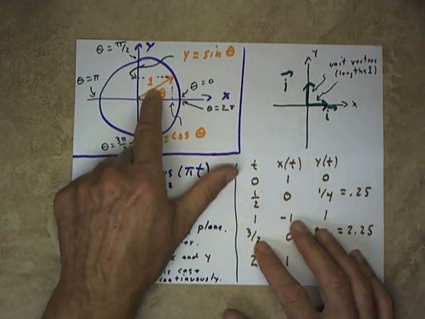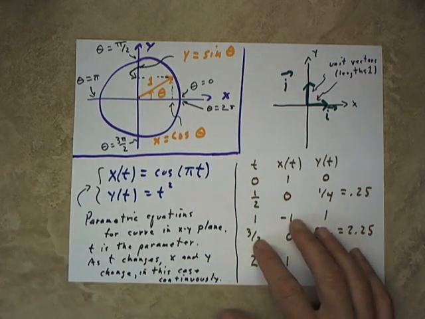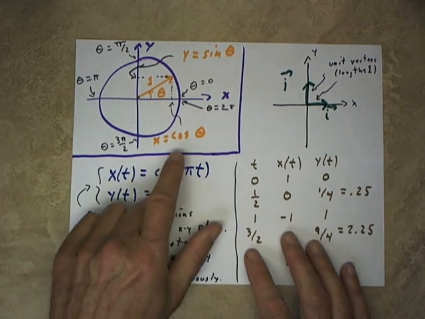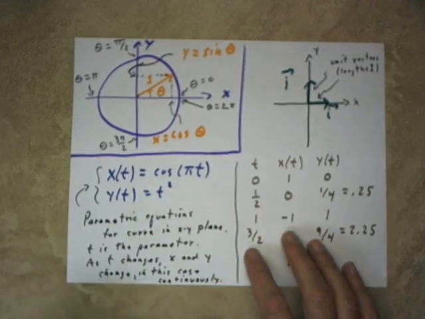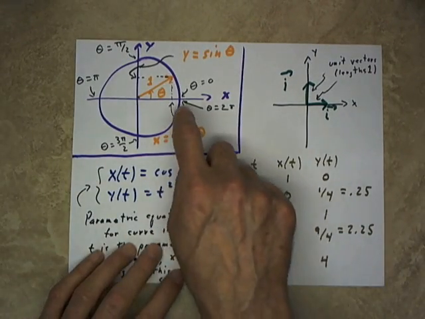Now that's only if the radius is 1. If the radius was 2, then this would be 2 times the cosine of theta, 2 times the sine of theta. And theta is measured in radians.